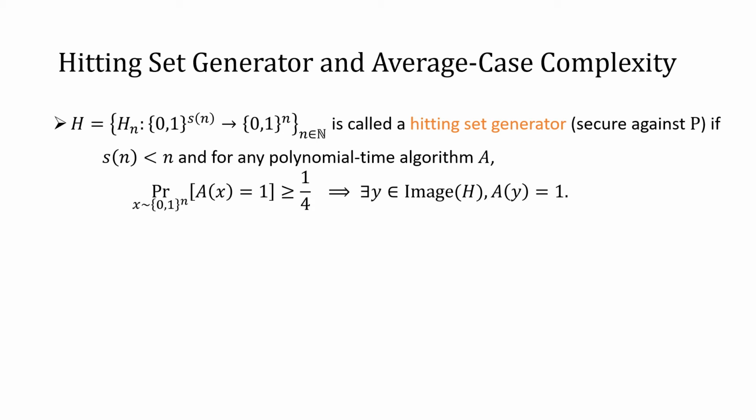Let's recall the notion of a hitting set generator. A function H is called a hitting set generator if the seed length of H is strictly less than n, which is the output length. And moreover, for any polynomial time algorithm A such that A accepts most inputs, let's say a quarter of inputs, then there is some y which is in the image of H and accepted by the algorithm A.